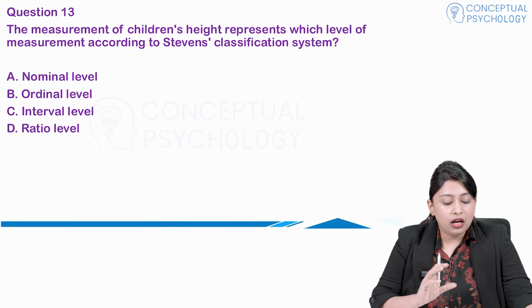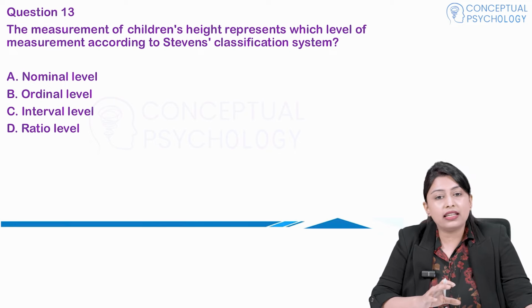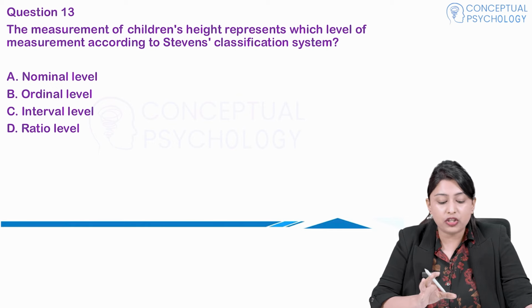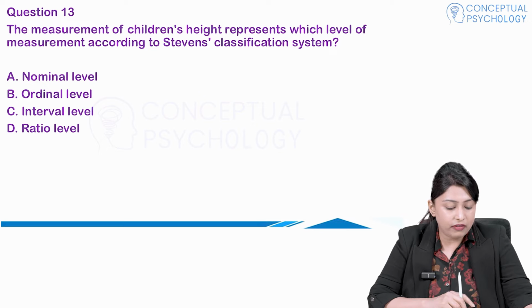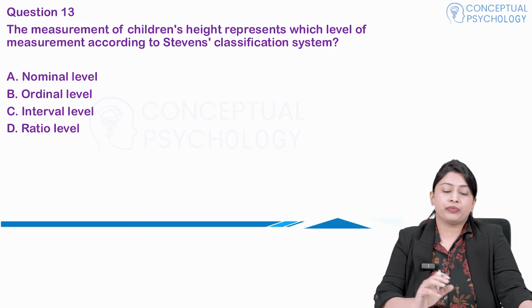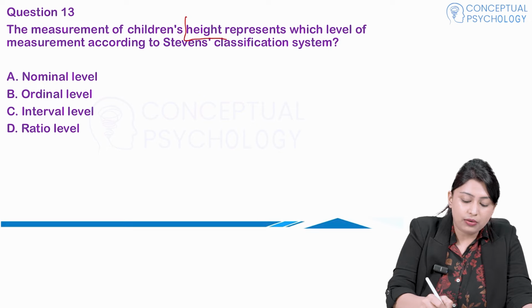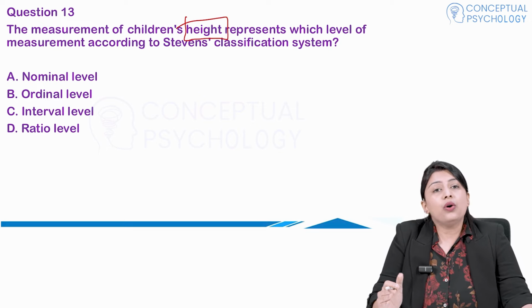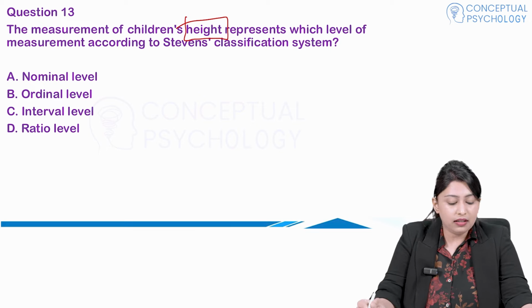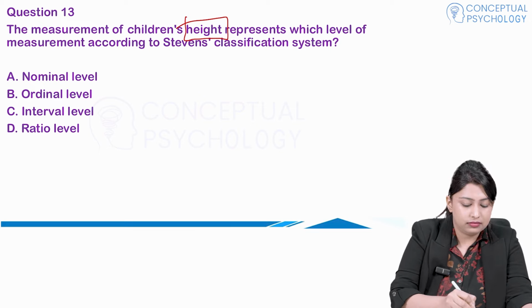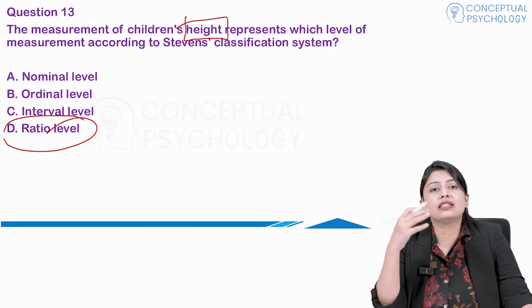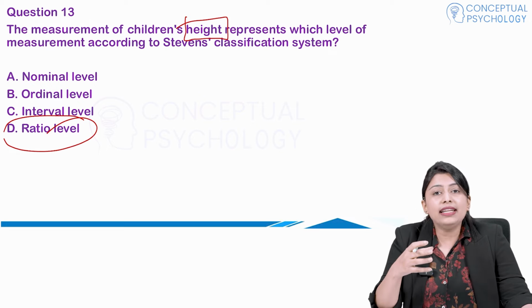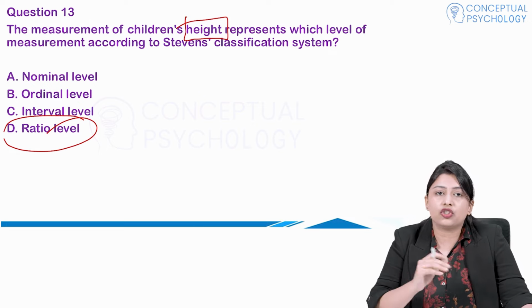Now, moving on, the measurement of children's height represents which level of measurement according to Stevens' classification system? A, nominal level, B, ordinal level, C, interval level, and D, ratio level. So here we are asking about a child's height. So height measurement represents the ratio level of measurement, which is the highest level in Stevens' classification system. So height has all the properties required for ratio measurement.